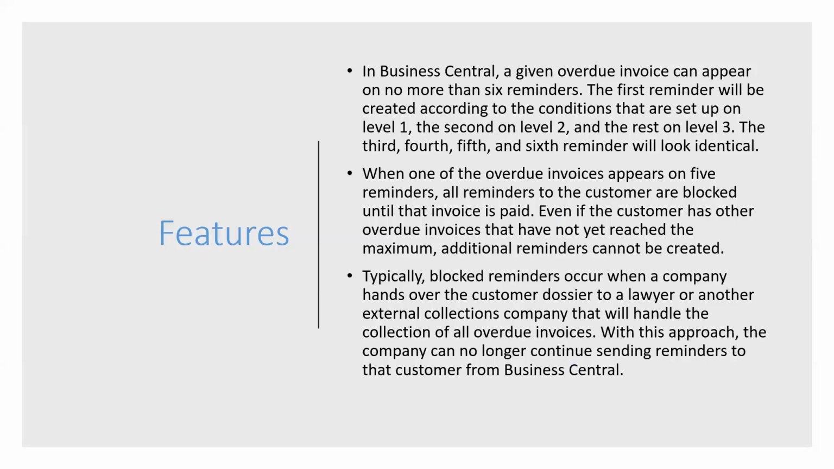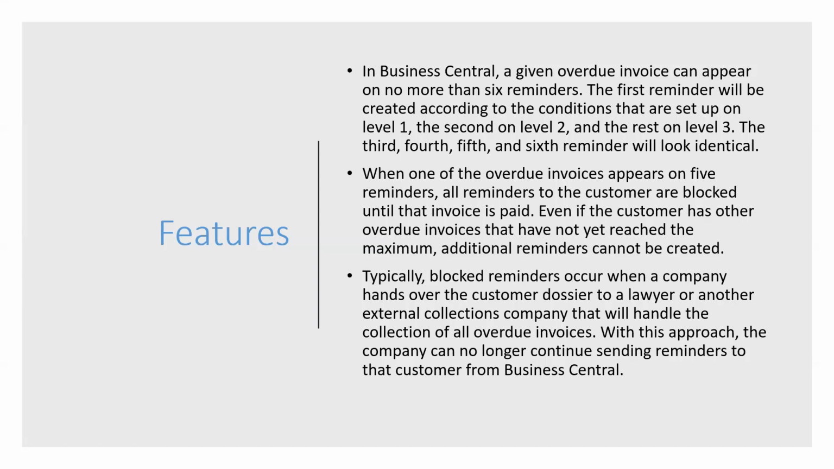So what are the main features that we need to understand? In Business Central, a given overdue invoice can appear on no more than 6 reminders. The first reminder will be created according to the conditions that are set up on level 1. So we need to talk about levels. Every time we send a reminder, we consider that it is a level. If we need to send a second or a third to the same customer, well, that will be level 1 to 3.